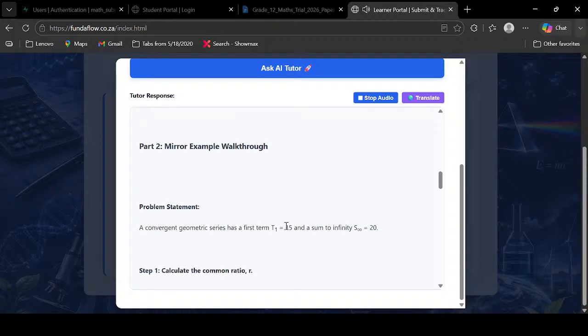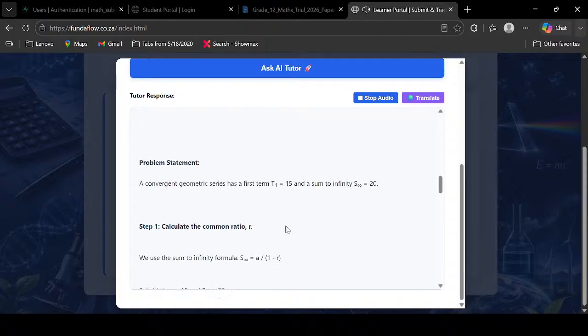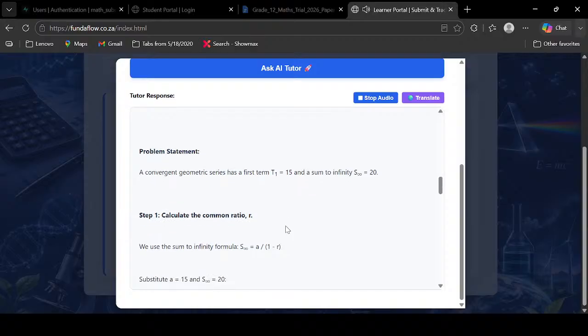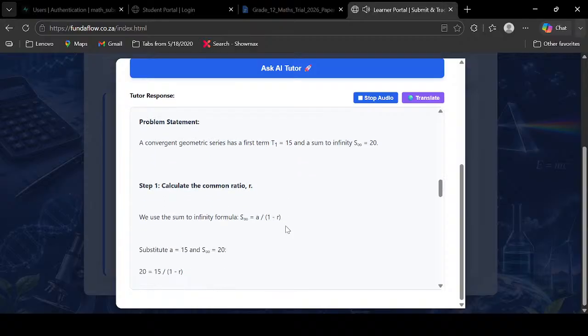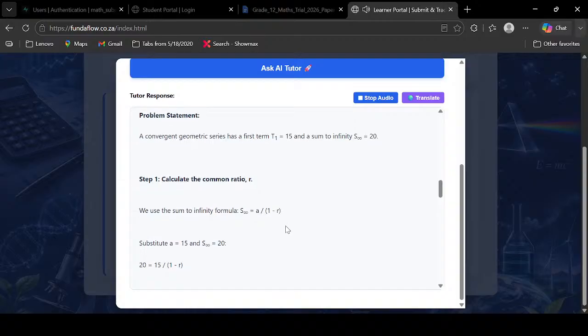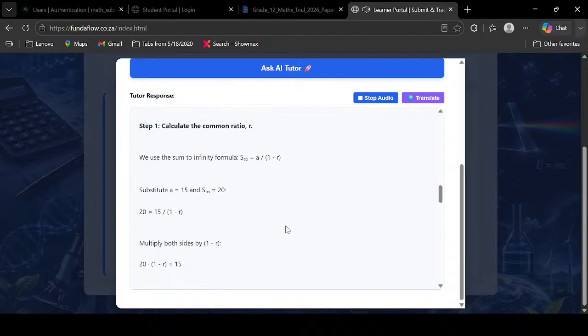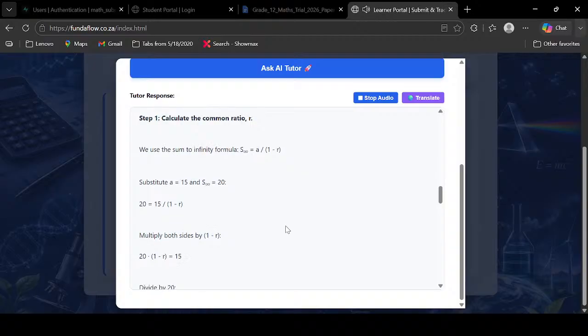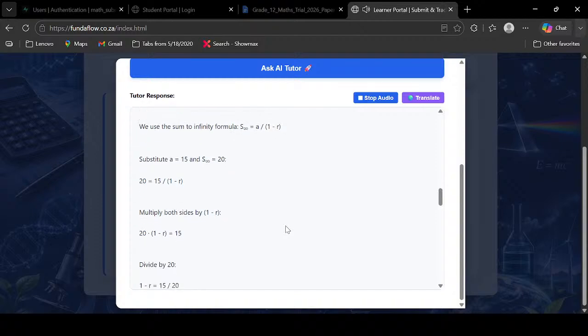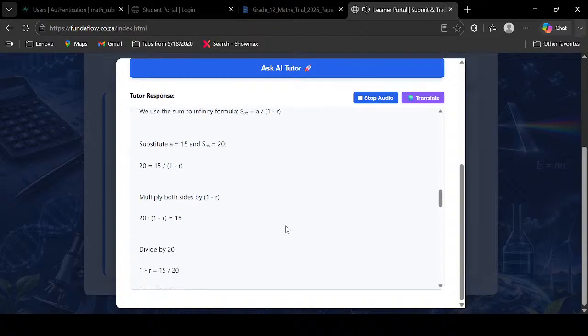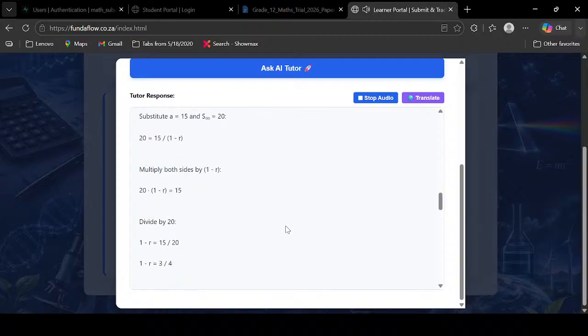Part 2, Mirror Example Walkthrough. Problem Statement. A convergent geometric series has a first term T1 equals 15 and a sum to infinity S infinity equals 20. Step 1, calculate the common ratio, r. We use the sum to infinity formula, S infinity equals a/(1-r). Substitute a equals 15 and S infinity equals 20.